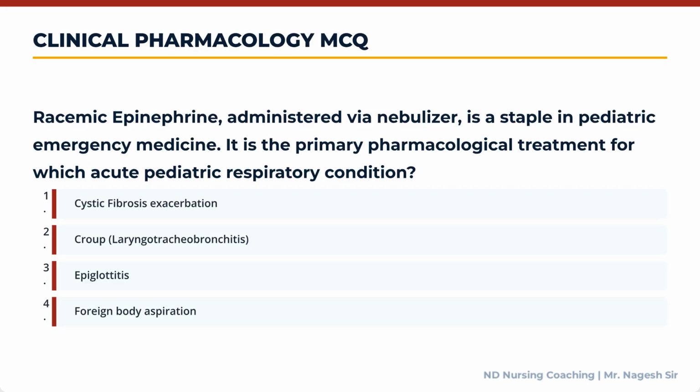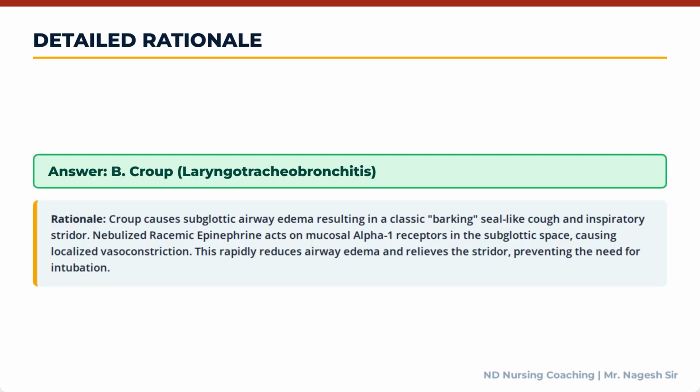Racemic epinephrine, administered via nebulizer, is a staple in pediatric emergency medicine. It is the primary pharmacological treatment for which acute pediatric respiratory condition? The answer is B, croup, or laryngotracheobronchitis. Racemic epinephrine's alpha-adrenergic effects reduce subglottic edema.